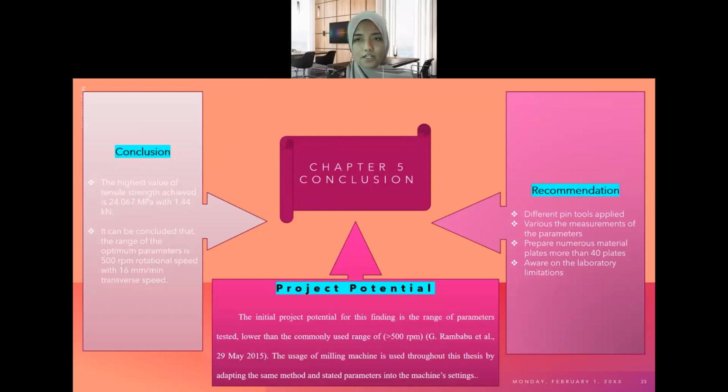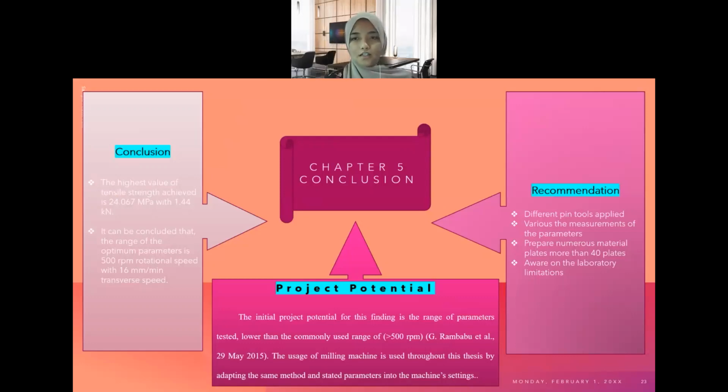And the recommendation for a better and more accurate result in the future is, first, you can use a different pin to apply, which can be a cylindrical, tapered, or threaded tool pin. That is the shape of the tool pin itself.